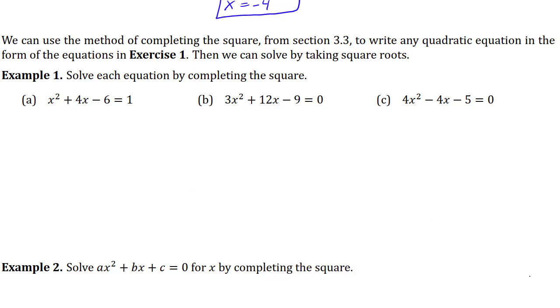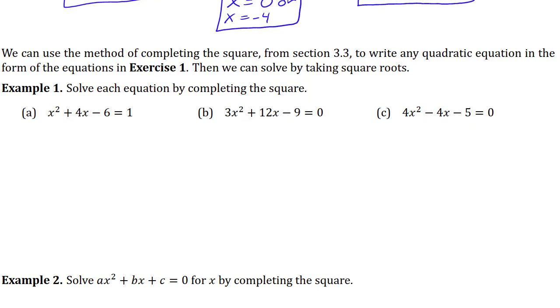Okay, so for 3.4 example 1, we're going to look at the method of completing the square to solve these equations. So let's go over really quick. The main idea is if you have something that looks like x plus r squared, and you FOIL it out, x plus r times x plus r, you end up getting x squared plus 2xr plus r squared. And likewise, if you have x minus r squared, that will give you x squared minus 2xr plus r squared.